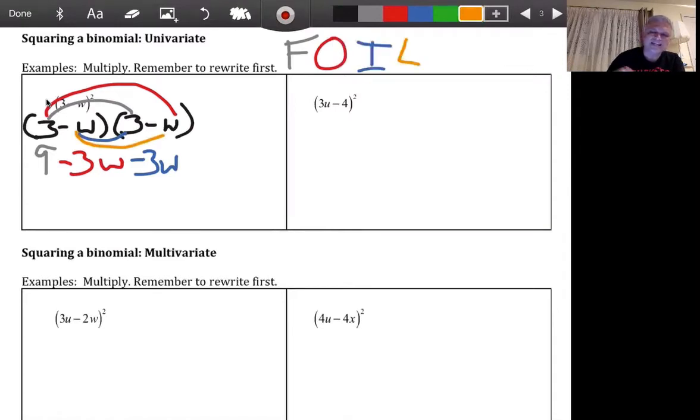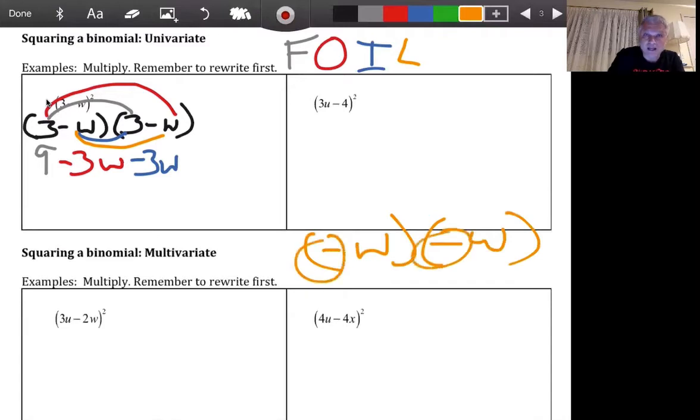And then for the last terms, you've got minus w times minus w. Okay, minus times minus. Negative times negative is positive. If you multiply or divide a negative by a negative, you get a positive answer. So minus times minus is plus. W times w, like we did in the previous page, is w squared.